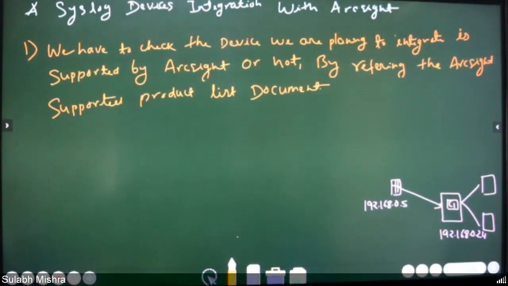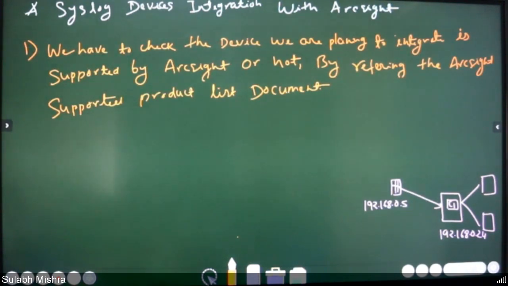So the first step is to check whether your device is supported by ArcSight or not. If it is not supported, you use a flex connector. If it is supported, that means a smart connector is available to integrate that device. Now you checked the list and it is supported. What is the next step you have to do?